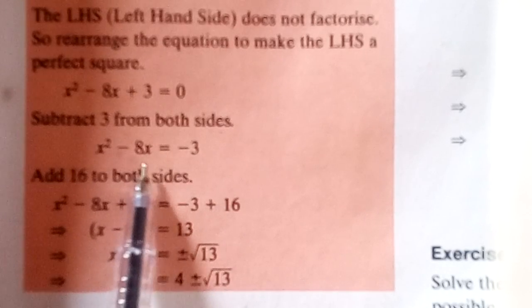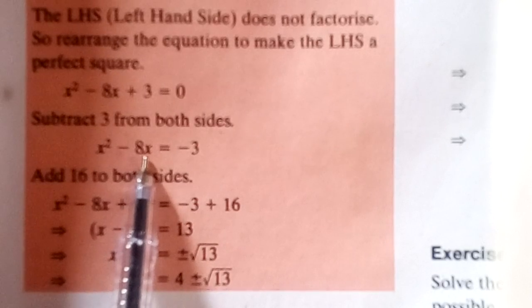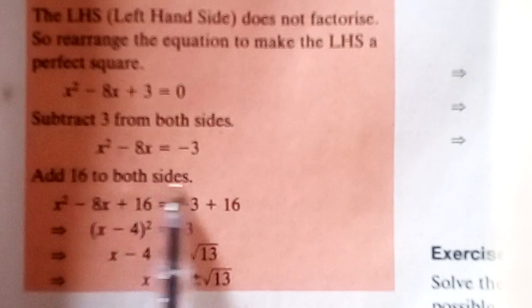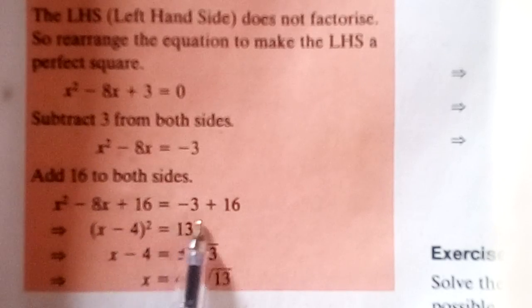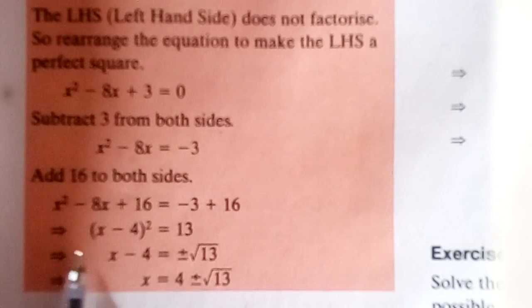Now let me repeat myself. Half of the coefficient of x, which is 8, is 4. Now the square of 4 is 16. You add the 16 to both sides. You now have x squared minus 8x plus 16 equals minus 3 plus 16.